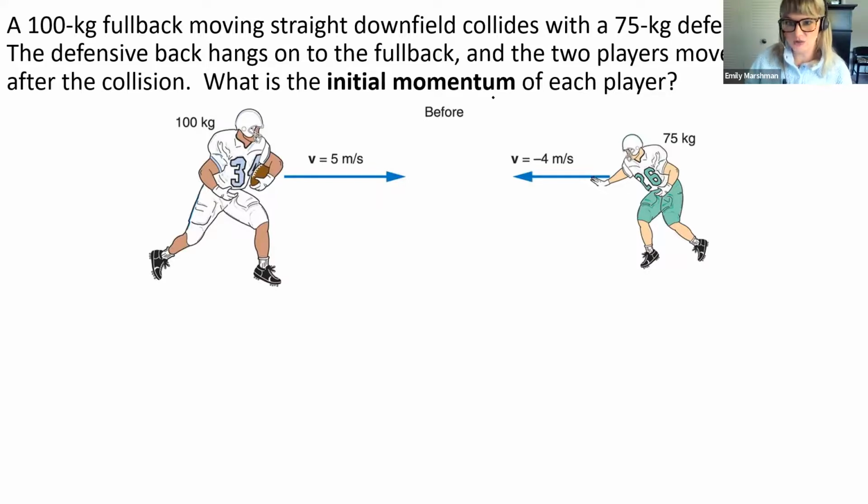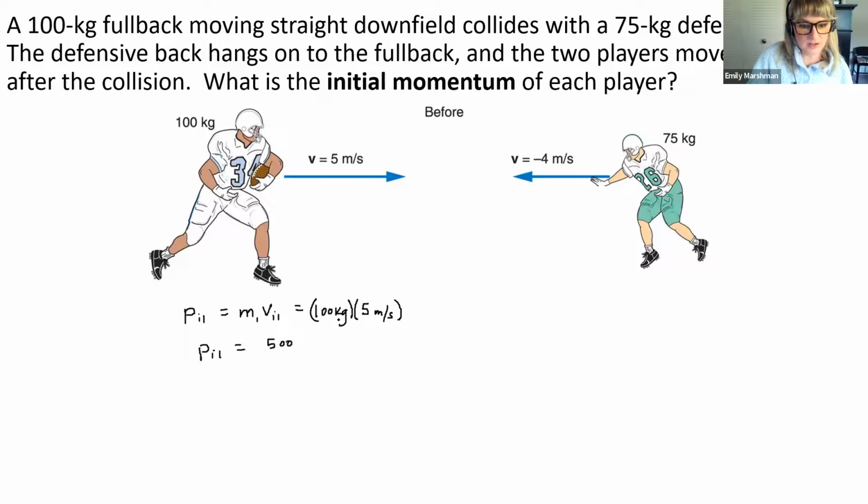Let's analyze the situation. What is the initial momentum of each player? Well, the initial momentum for player 1 is going to be the mass of player 1 times his initial velocity. His mass is 100 kilograms. His initial velocity before the collision is 5 meters per second, and it's to the right, so I'm going to keep that positive. So the initial momentum of player 1 is going to be 500. The units are kilogram meters per second.